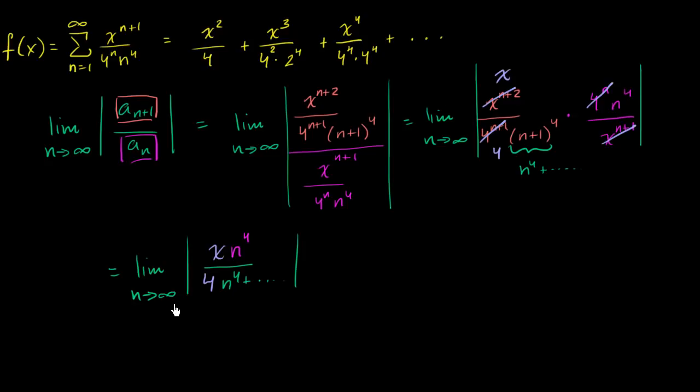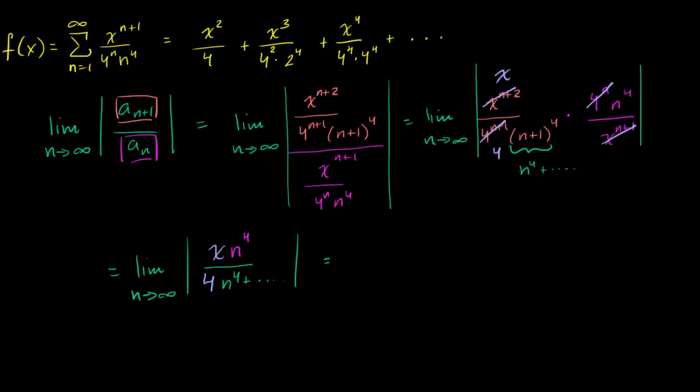Now, what's the limit as n approaches infinity here? Well, we want to look at the highest degree terms. We want to look at the n to the fourth degree terms. And so it's really going to be the coefficient on these. And one way to think about it, if you divide the numerator and the denominator both by n to the fourth, these are the only terms. You're going to have an x in the numerator, and in the denominator you're going to have a 4, and all these other terms are going to be divided by some power of n. So as n approaches infinity, all the other terms are going to go to 0, and all you're going to have left in the denominator is a 4 and an x in the numerator. So the limit as n approaches infinity is going to be x over 4.